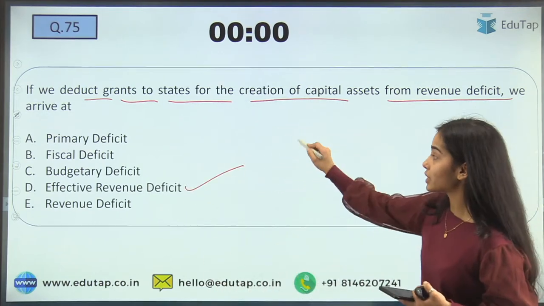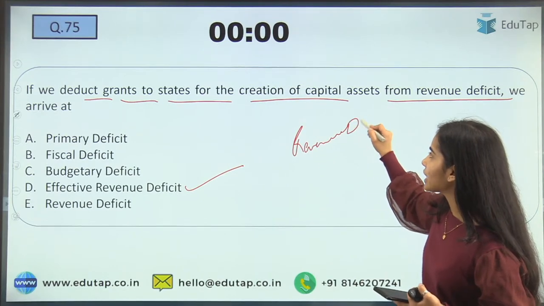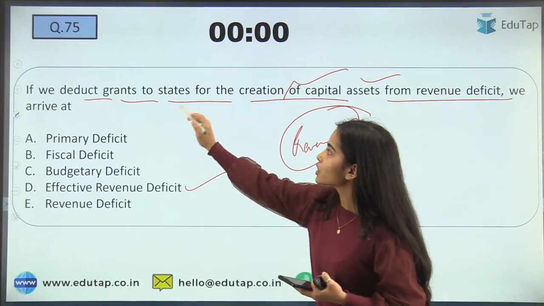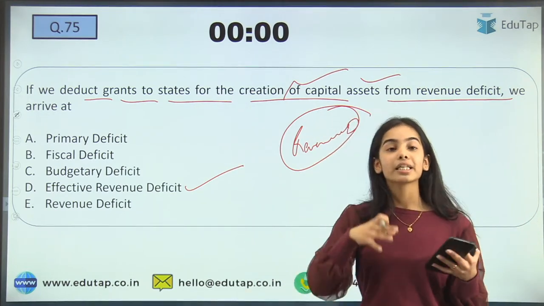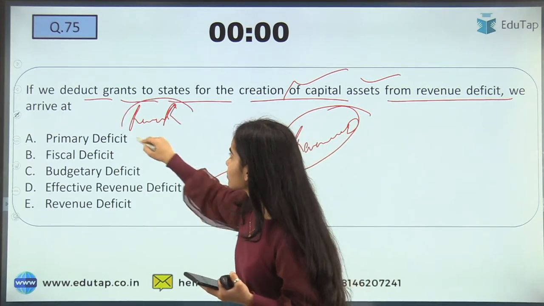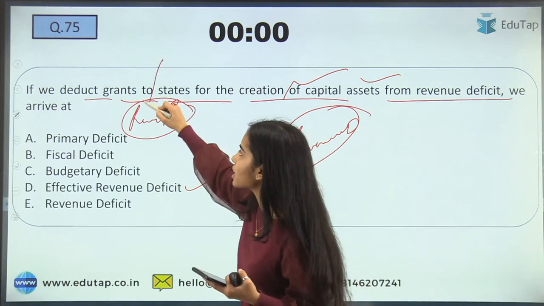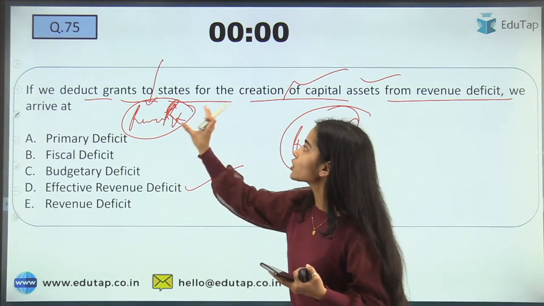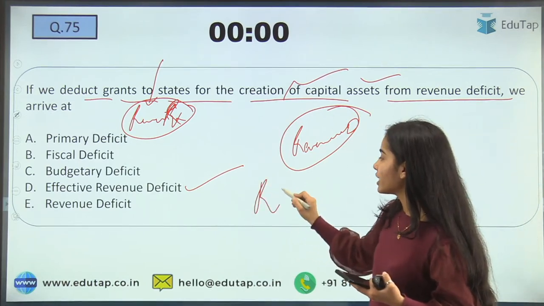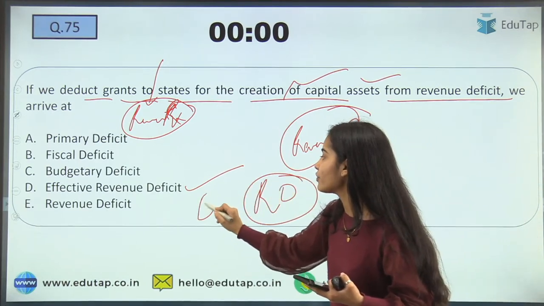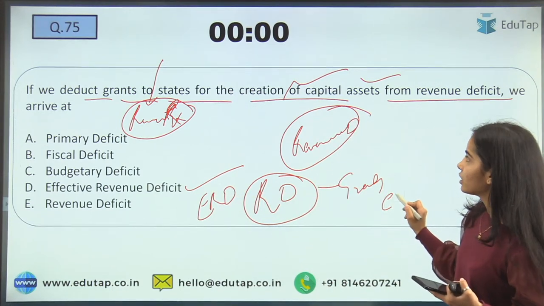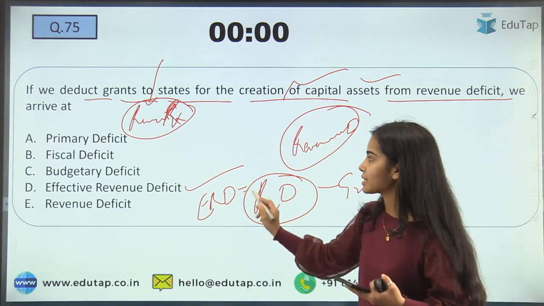Effective revenue deficit. From the revenue deficit, we are deducting the creation of the capital assets, okay? We deduct the grants to states, that is the grant. See, the grants come under the revenue expenditure. Grants come under the revenue expenditure, and the grants to states for the creation of capital assets are deducted from the revenue deficit, so that we can come to the effective revenue deficit. We deduct the grants that are used for capital expenditure, for capital assets.